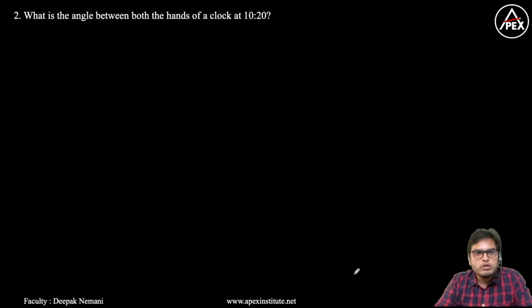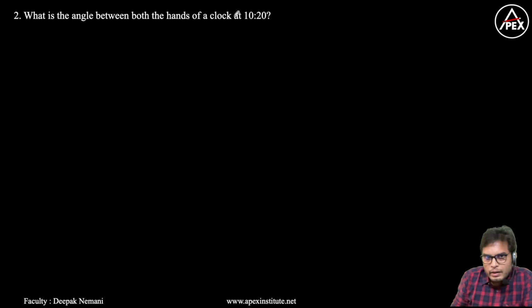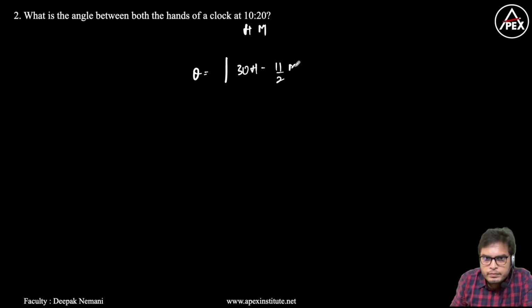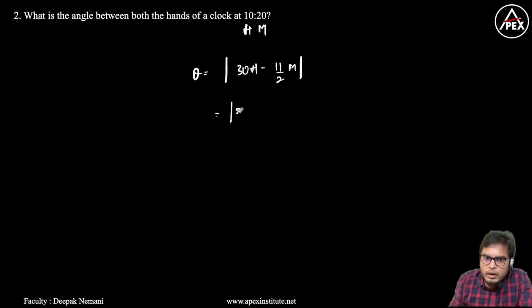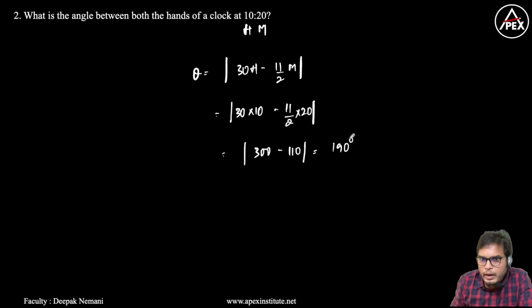Now can you answer this question? What is the angle between both the hands of a clock at 10:20? Again, compare this with h hours m minutes. Angle will be equal to modulus of 30h minus 11 by 2m. And this formula is also very easy to remember. Now 30 into 10 minus 11 by 2 into 20. Now this is nothing but 300 minus 110, which is nothing but 190 degrees.